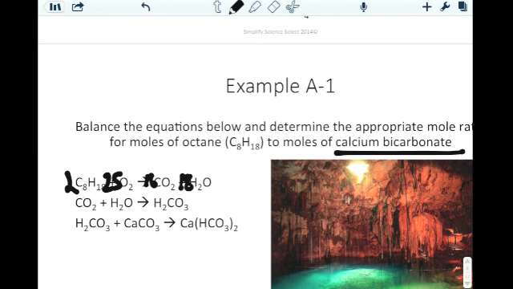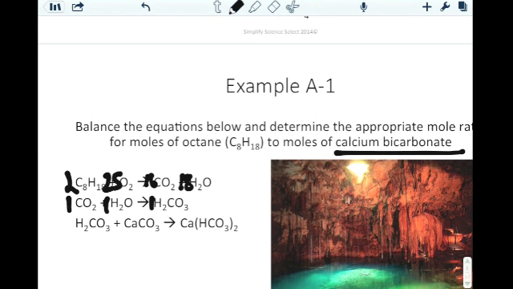Next one, we start with our carbons. We have 1 carbon right here, 1 carbon right there. That's good. Look at our oxygens. We have 2 right here plus 1, so it's 3, and we have 3. Hydrogens 2 and 2. So that helped us out. That was nice and balanced. So it's just 1s all the way across.